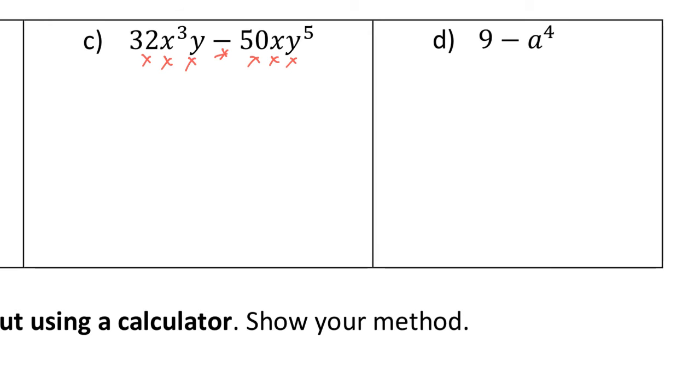So simple factorising, we think about what goes outside the bracket. So what's common between 32 and 50? Both of them divide by 2. So we can take a 2 outside the bracket.